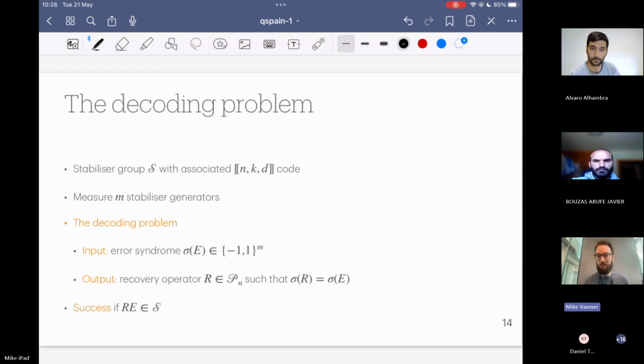But actually, this is the main difference between classical coding theory and quantum coding theory. In quantum coding theory, I don't need to know exactly what error occurred. I just need to estimate it up to a stabilizer, and that's enough. Whereas in classical coding theory, you want to find the actual code word. In quantum codes, there's this degeneracy property where many errors can have the same syndrome, and this gives me extra freedom in the decoding problem.